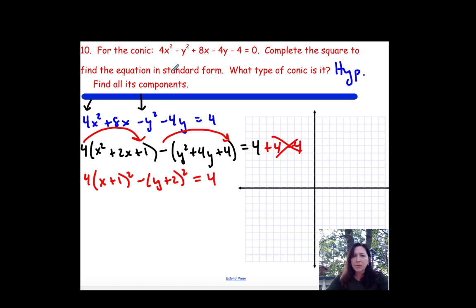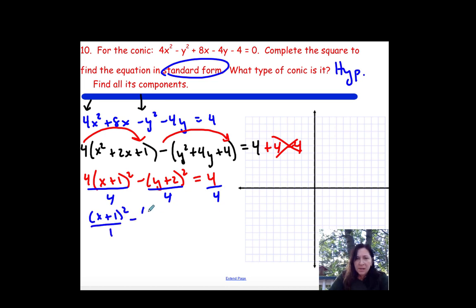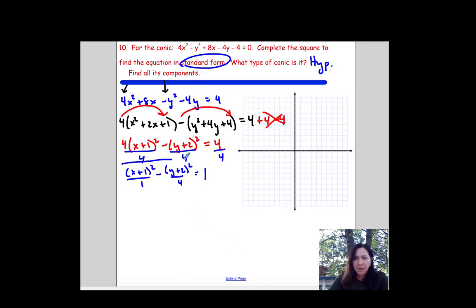Now remember, to put this in standard form, this value here needs to be a 1, which means that everything is going to divide by 4. So we get the quantity x plus 1 squared over 1 minus the quantity y plus 2 squared over 4 is equal to 1. So now that's my equation of the hyperbola in standard form.